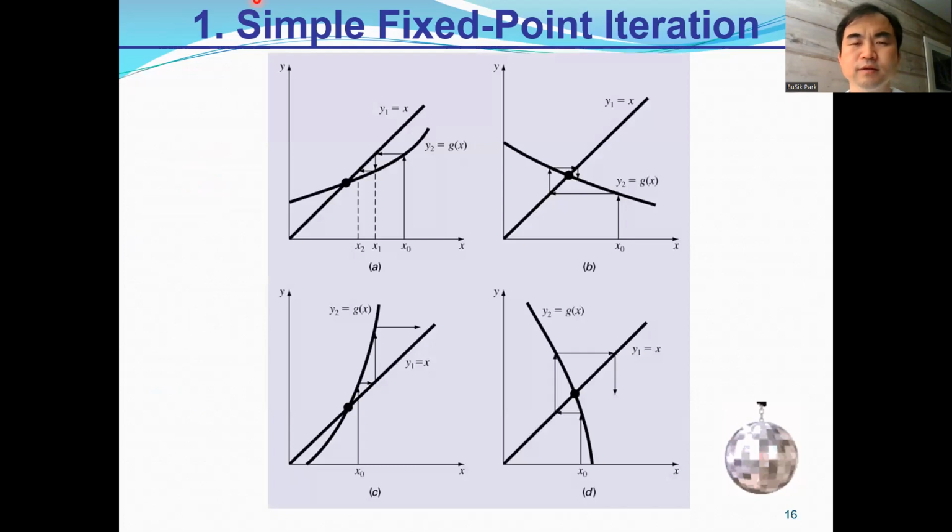That's the fixed point iteration method. x0 is the first point, then y equals g(x) and the y equals x graph, and x1 is our next point. Then another point is x2, and so on. It's our desired root. The root point is this cross point.